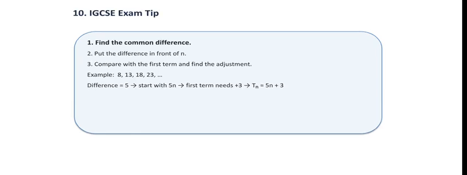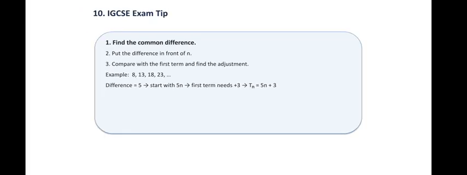Okay, so here we've got some exam tips. So one, when you're asked to find the nth term for a simple arithmetic sequence, find the common difference, and then you put it in front of the n. Then you're going to find the adjustments that are required.